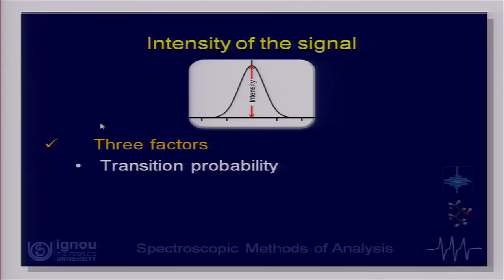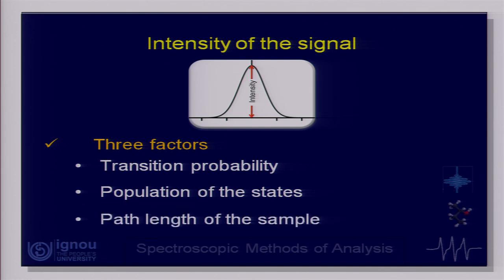But for right now, there are three important factors which determine the intensity of the signal. Intensity, as I mentioned before, is a measure of the extent of absorption, emission, or scattering. And the factors which determine these are the following. One is the transition probability. Second happens to be the population of the states involved in the transition. And the third one is the path length of the sample. Let's understand each one of them.